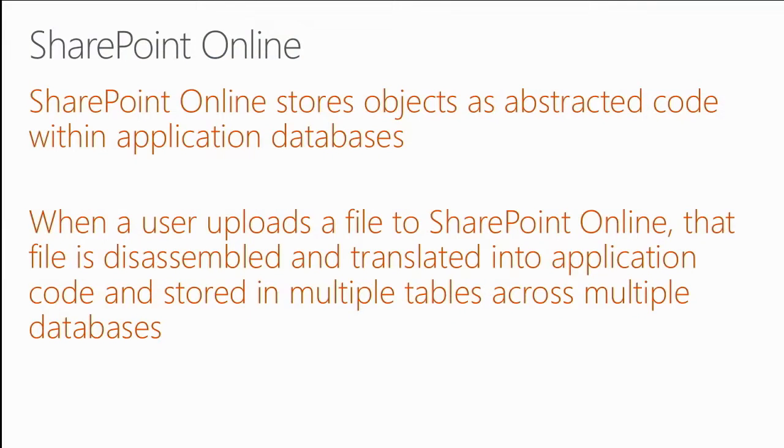Now, SharePoint. SharePoint does some fairly unique things with respect to isolation and encryption, for that matter, because it uses a combination of both. SharePoint stores its objects as abstracted code within application databases, within SQL Server databases, as SharePoint uses them. So when a user uploads any file into SharePoint or OneDrive for Business, which is the same storage and the same mechanism, that file is actually disassembled. It's cut up into a bunch of different pieces, and each of the pieces is separately encrypted and then stored in different places, multiple tables across multiple databases.